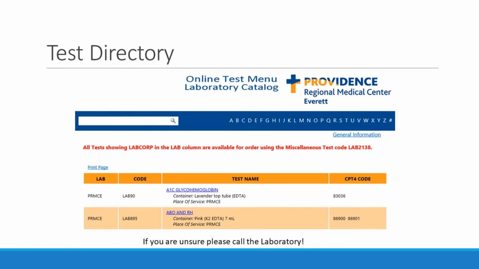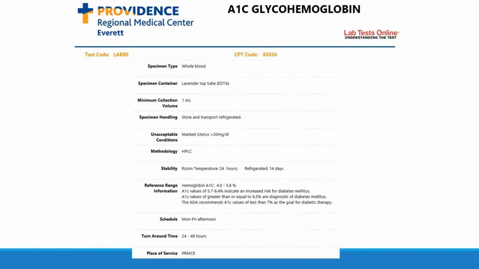Here is our test directory. You can reach it under Departments, Laboratory, and Test Directory. You can find everything you need, turnaround time, what to draw. Although if you're using Transfusion, it'll say it on the label. Here's another example. You can see specimen handling, stability, minimum collection volume. A lot of people like to know what the minimum collection volume is, and turnaround time, where it's being tested. So place of service, for example, is PRMCE.